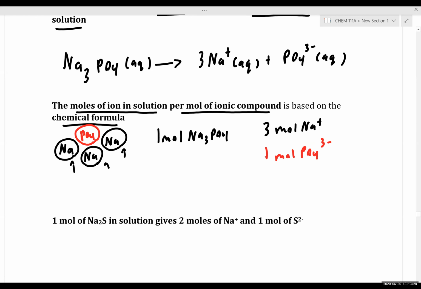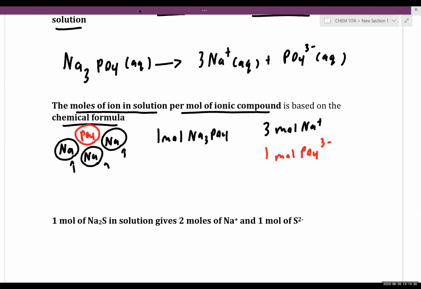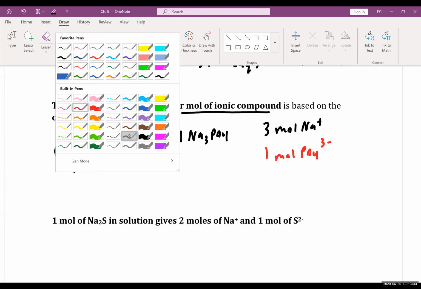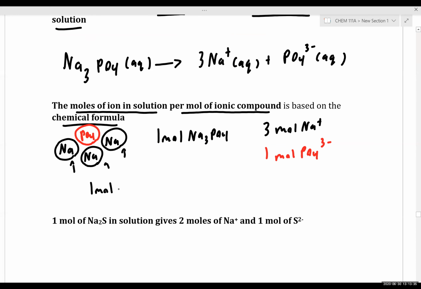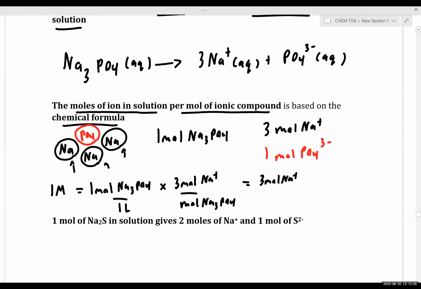Okay, so taking this one step further, if we have 1 mole of sodium phosphate per liter, so let's suppose we have a 1 molar solution, then we know that we have 3 moles of sodium plus per mole of sodium phosphate. So in our solution, we have 3 moles of sodium plus per every 1 liter. Does that make sense to everyone?